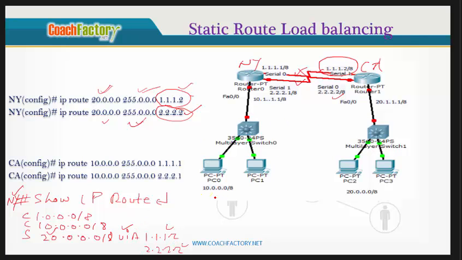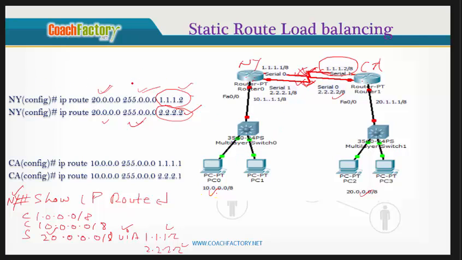So what's happening over here? These routers can communicate with each other and provide access to the 10 and 20 networks. After we configure these commands, they will be using both the connections. Now on what basis will both connections be used?